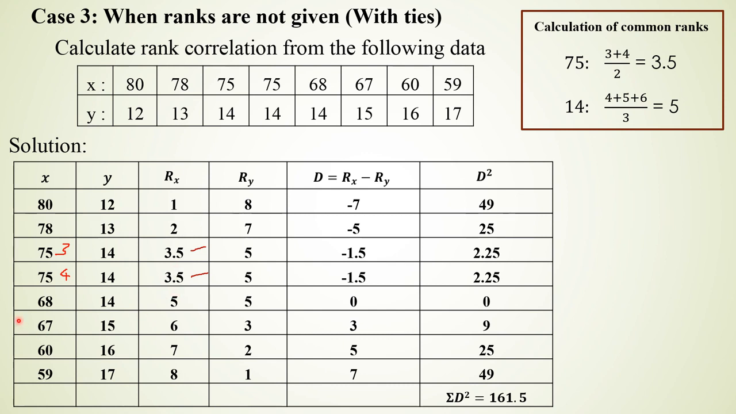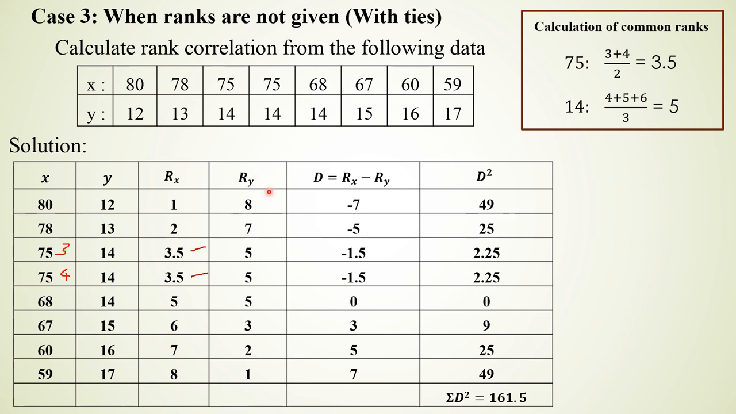Okay. The next highest value is 68. Therefore, the corresponding rank is 5 over here. Next value is 67, which corresponds to 6th rank. Next highest value is 60. So, that corresponds to the 7th rank. And the least value is 59, which corresponds to the 8th rank. Okay.